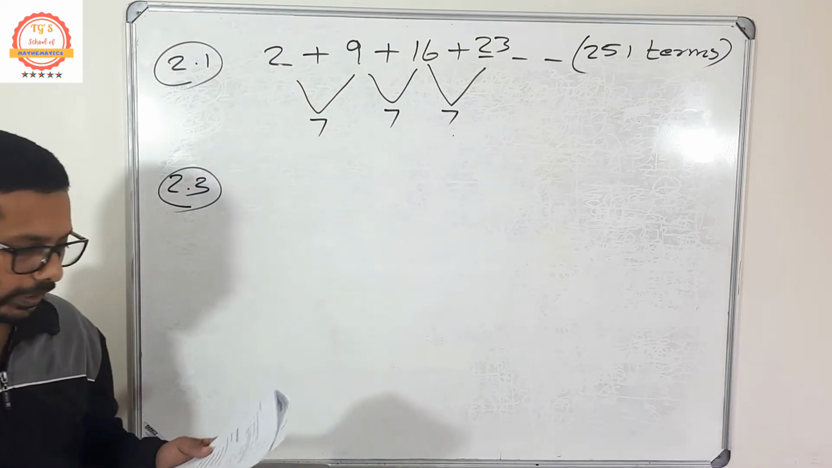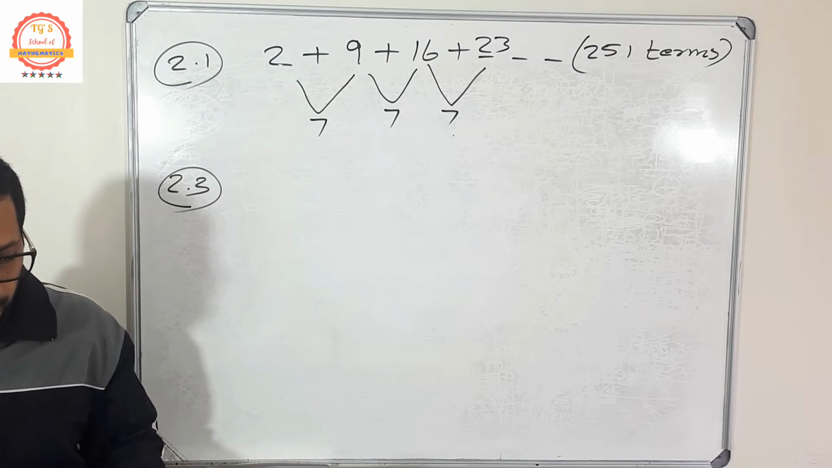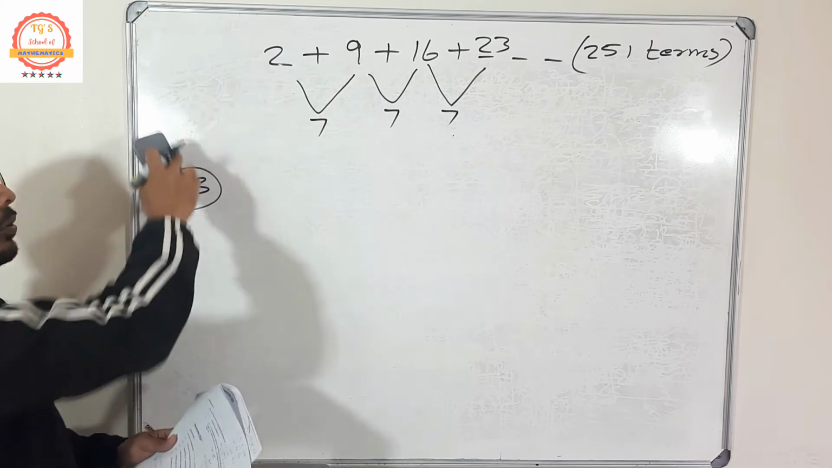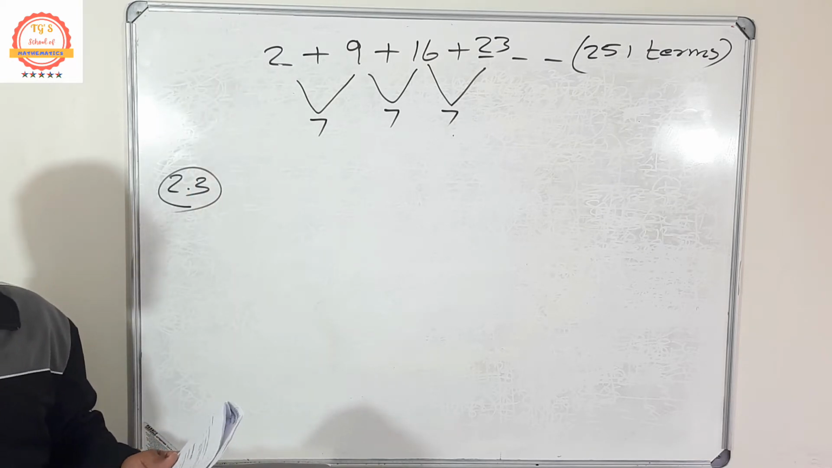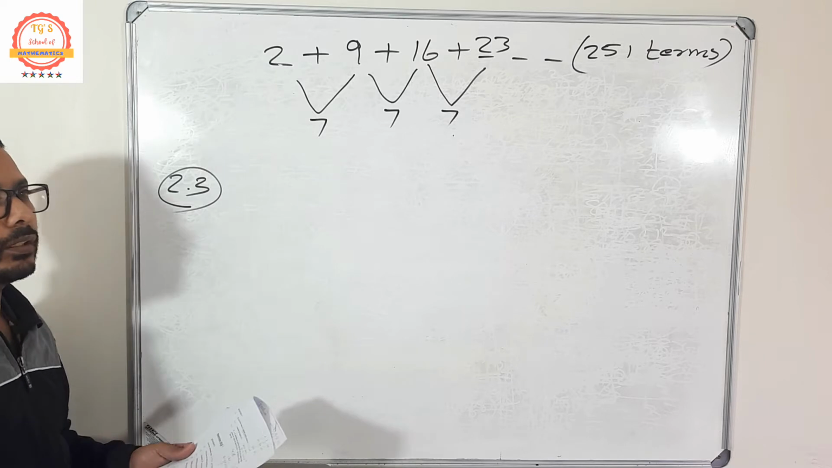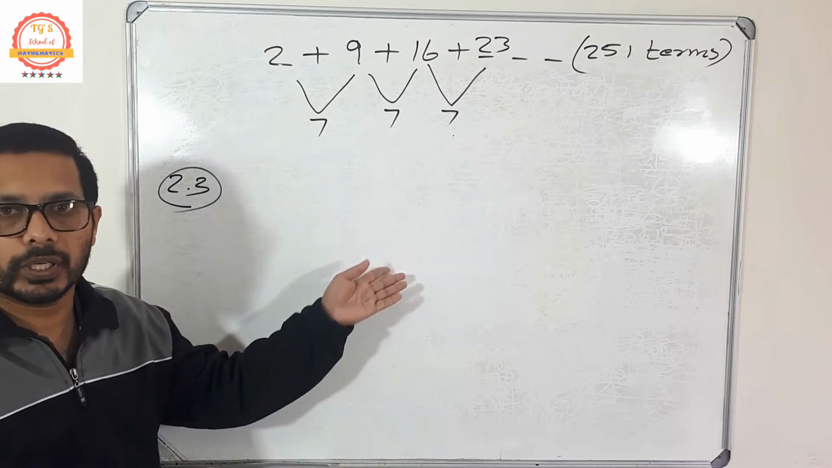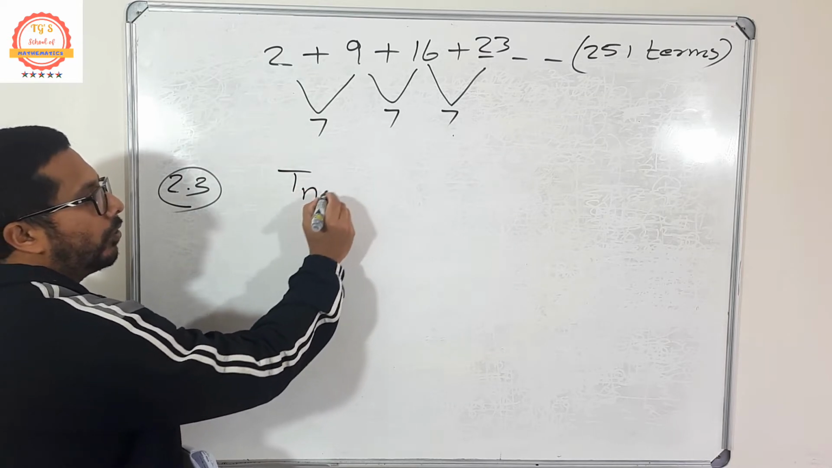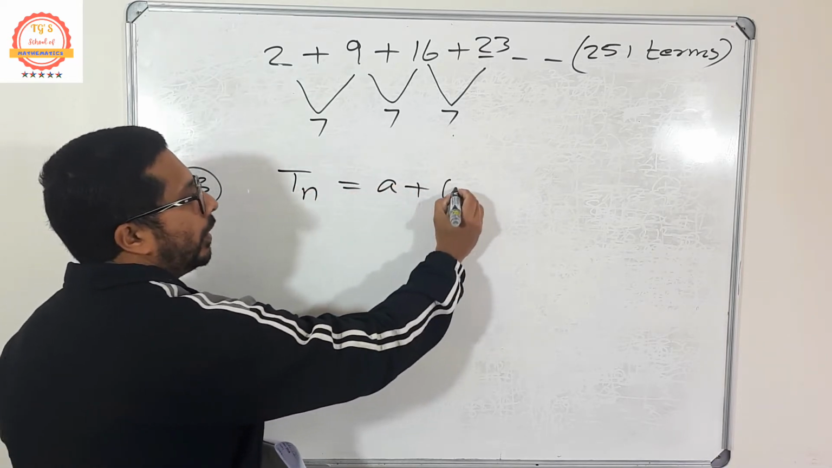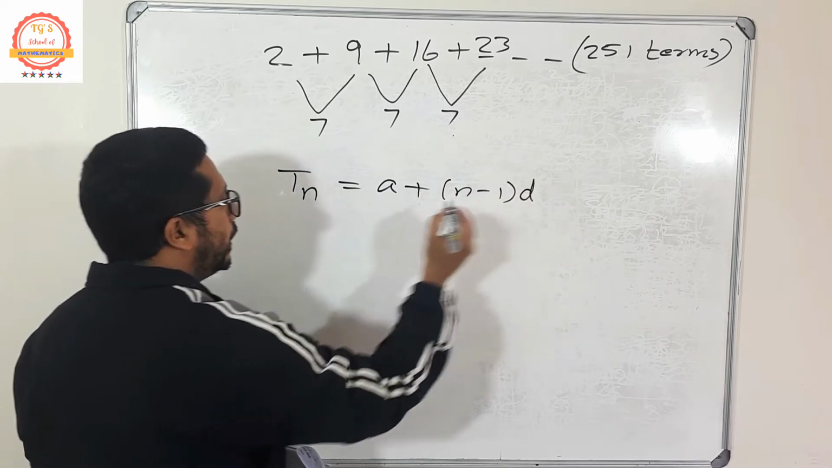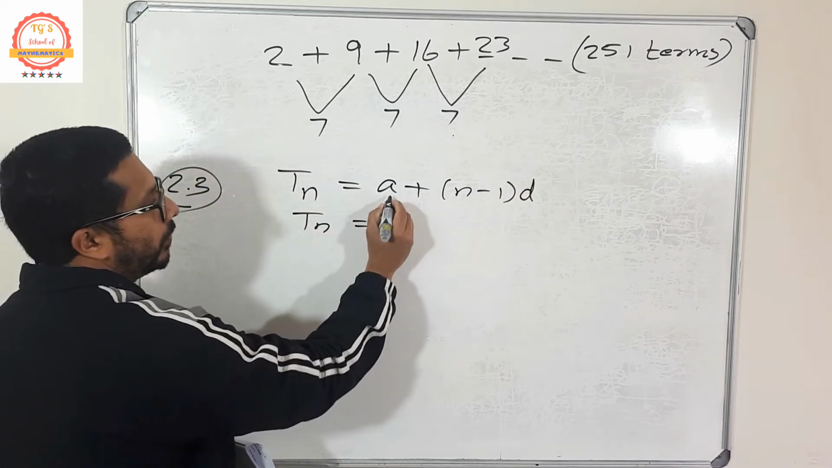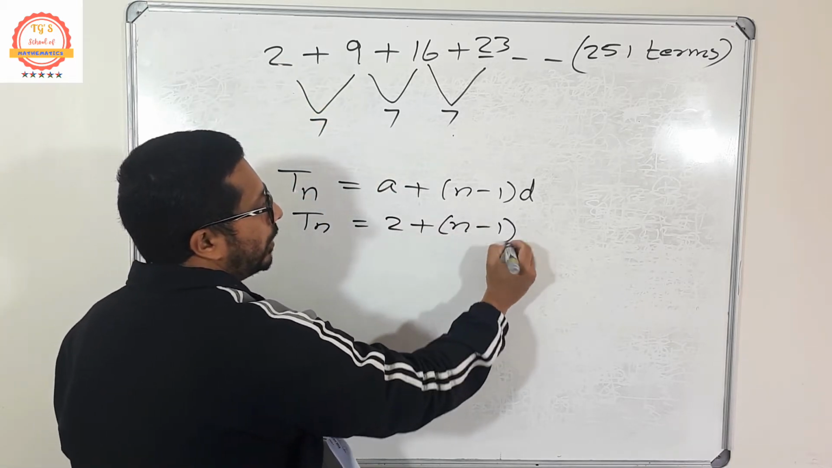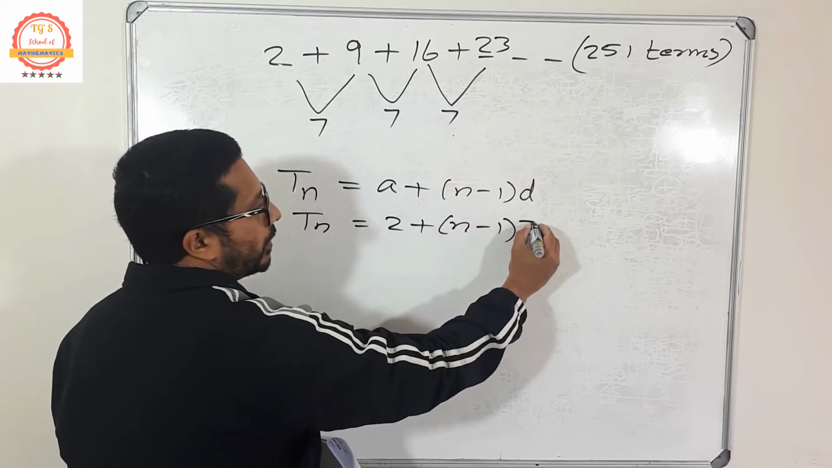Question number 2.3. Express the series in sigma notation. If you want to express that in sigma notation, first you have to find the general term. What is the general formula once more? In question number 2.2 we already wrote that formula, a plus n minus 1 into d. So Tn is equal to 2, the first term, plus n minus 1 into d, where the common difference is 7.